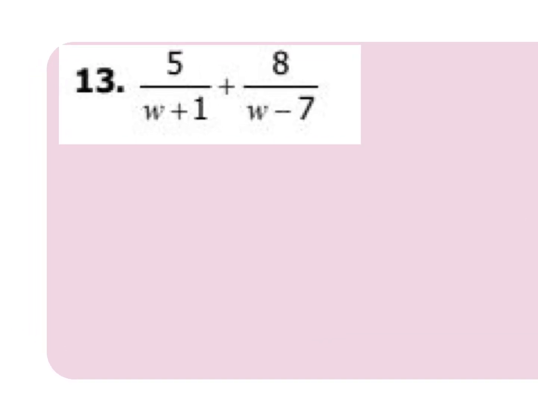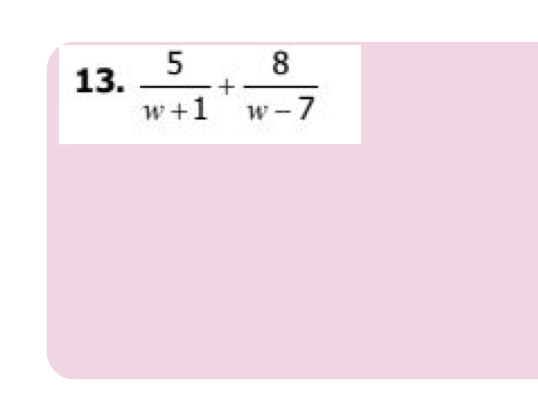Number 13. Okay, so this one's a little bit different. We see that we have 2 different binomials as my 2 different denominators, meaning that they're already factored, right? So there's no factoring here that I have to do. I can't do anything to w plus 1 or to w minus 7. But those aren't the same denominator. We have to have a common denominator here.